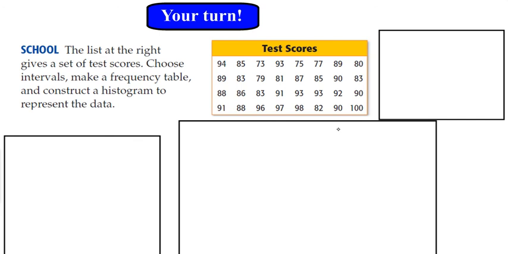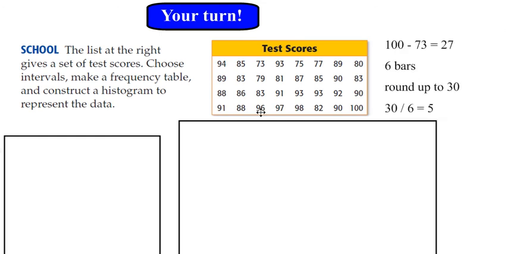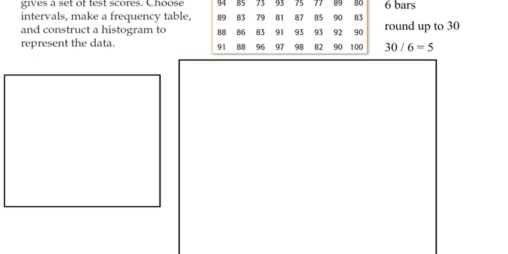All right, here's what I came up with for my intervals. Whoops, let me go back to that. All right, here's what I came up with. My highest was 100 minus the lowest is 73, giving us a 27 for our range. I chose 6 bars, so I rounded up to 30, which gives me an interval of 5. Okay, so back to our frequency table then.